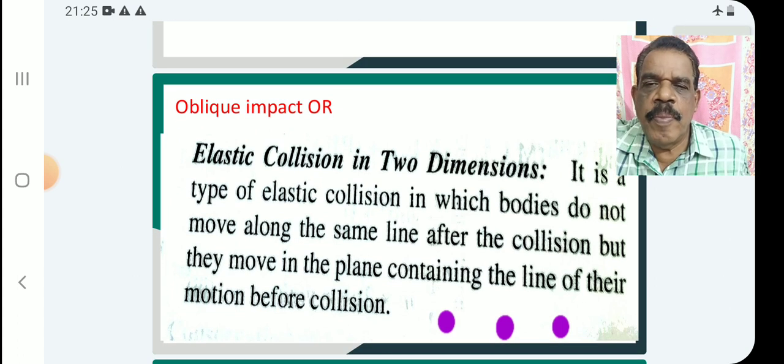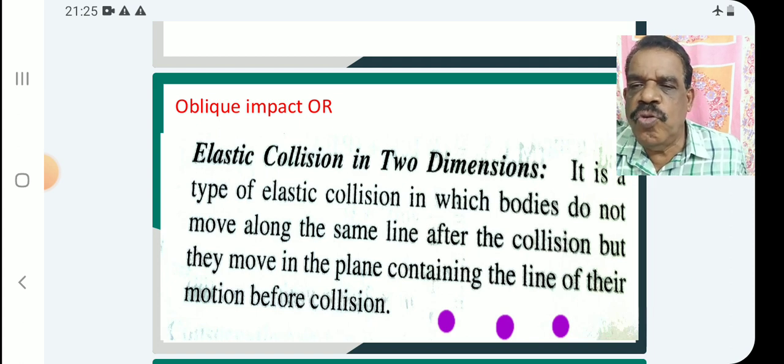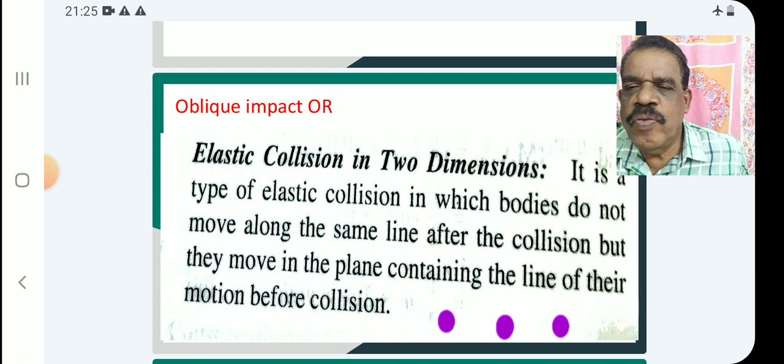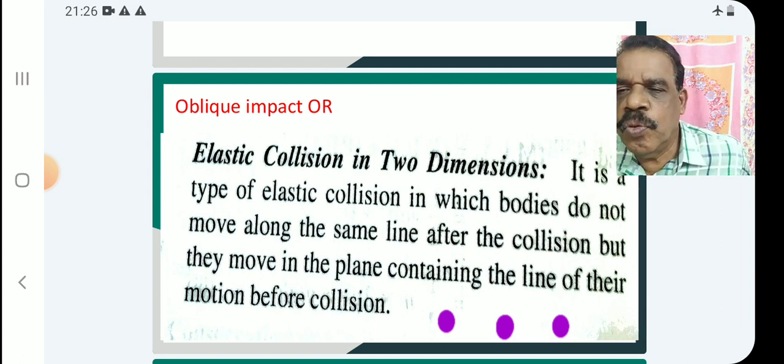Elastic collision in two dimension. It is a type of elastic collision in which the bodies do not move along the same straight line after the collision, but they move in a plane containing the line of their motion before collision.